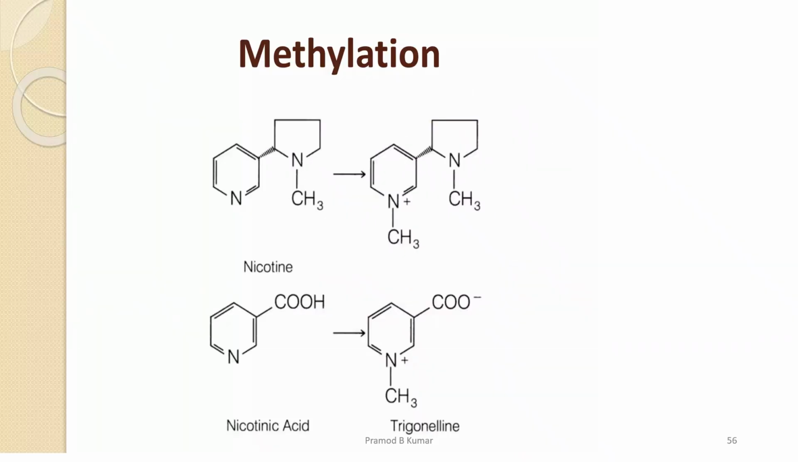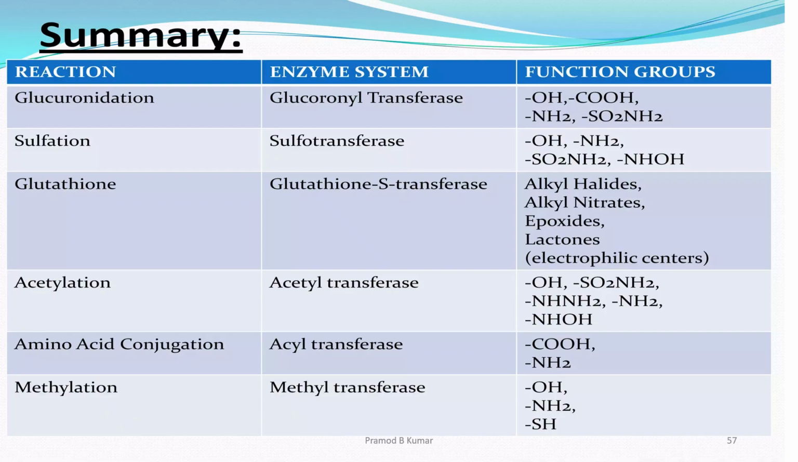Some of the other examples are nicotine. Nicotine is nothing but a pyridine moiety connected at the third position to N-methyl pyrrolidine. A methyl group gets introduced to the pyridine moiety by methylation, and it gets excreted. The next example is nicotinic acid, which gets converted into N-methyl nicotinamide, which is also excreted from the body. So these were some of the examples of various phase 1 and phase 2 mechanisms. In summary, the reaction which happened, which enzyme is involved, and what are the functional groups.